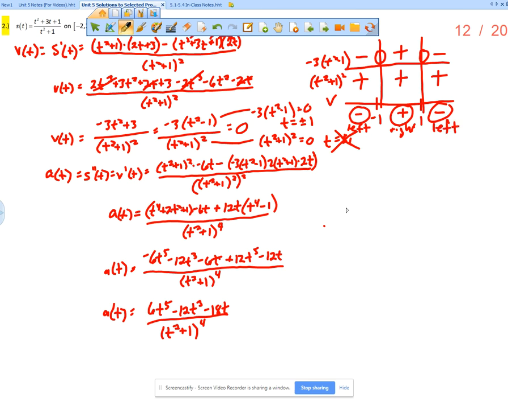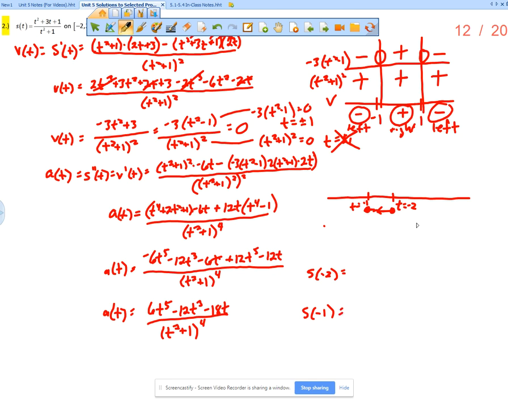Now for my motion diagram, we have our starting location at t equals negative 2. I actually need to know where I start, so s of negative 2. Then I'm going to travel to the left until I get to some location, at t equals negative 1. Now, how far to the left did I get? Well, I don't know, so I need to actually compute that. So s of negative 2, then s of negative 1.